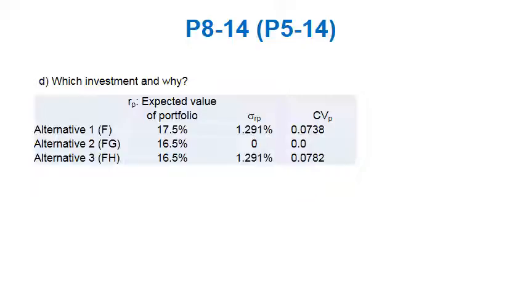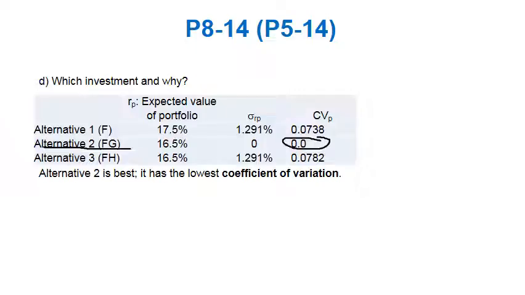And what we do is we use the coefficient of variation. So we choose alternative 2. We go for the investment that has the lowest coefficient of variation. So you take on the least amount of risk, specifically no risk, in order to achieve that 16.5%. Since there's no risk, you will achieve that 16.5%. There will be no deviations from that. There will be no divergence from it. So alternative 2 is the best because it has the lowest coefficient of variation.